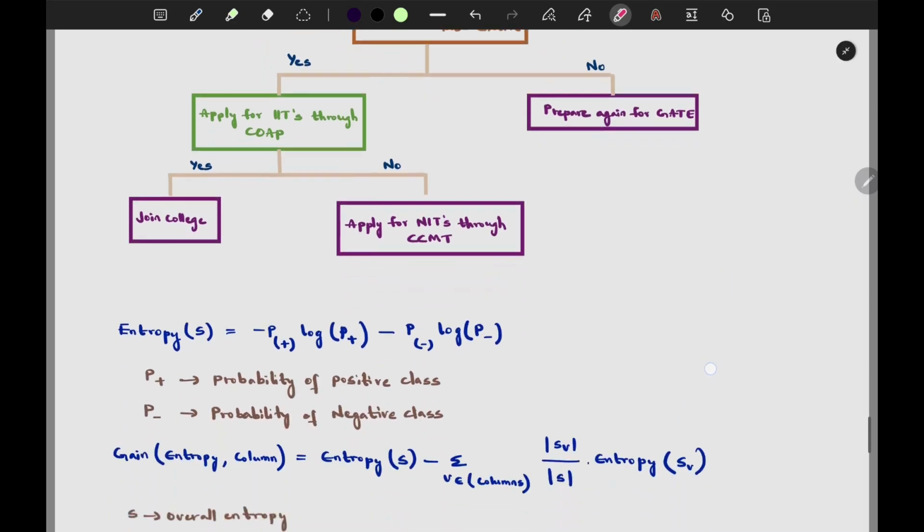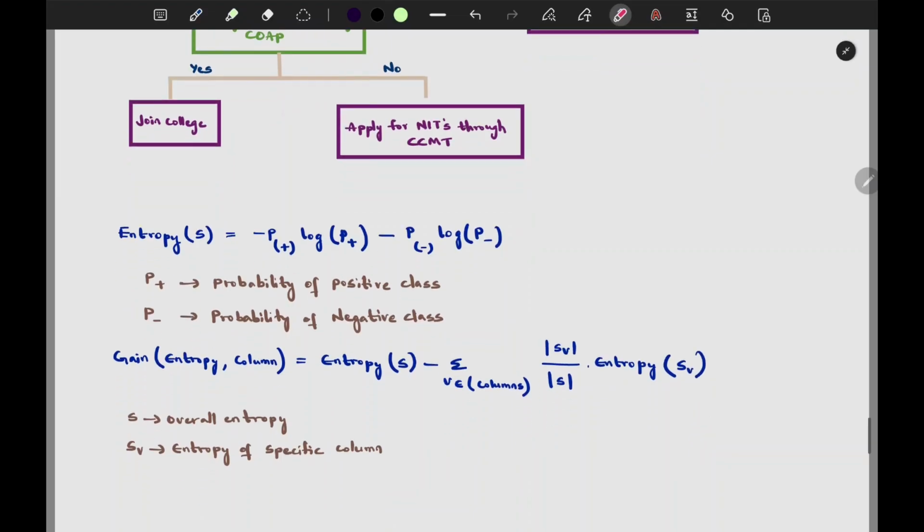Also, before solving the problems, you need to understand two important terms: one is entropy and the other is information gain. You need to understand the formulas of these. Entropy of S is equal to minus the probability of the positive class times log of the probability of the positive class, minus the probability of the negative class times log of the probability of the negative class.